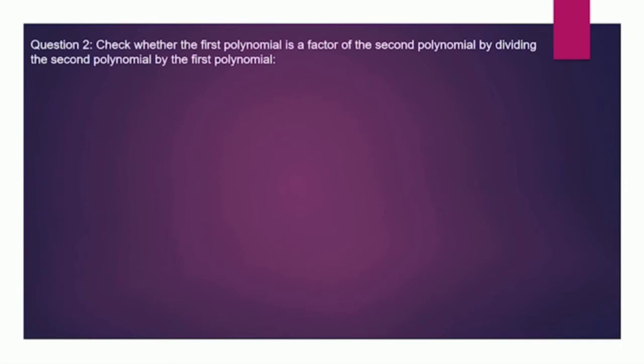Now, moving on to the second main question, they have asked us to check whether the first polynomial is a factor of the second polynomial by dividing the second polynomial by the first polynomial. In that first question they have given t square minus 3, and as the second polynomial they have given 2t to the power 4 plus 3t cube minus 2t square minus 9t minus 12. So we can divide it, and as we have solved in the previous problem, the same steps follow.